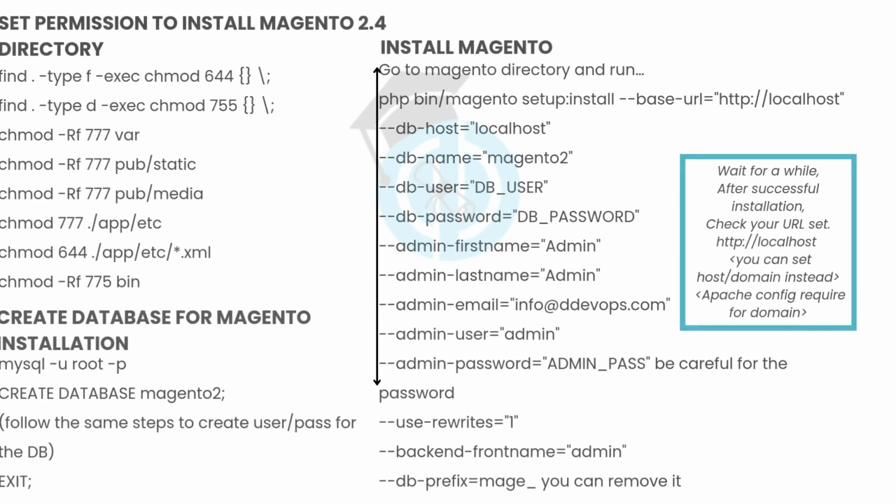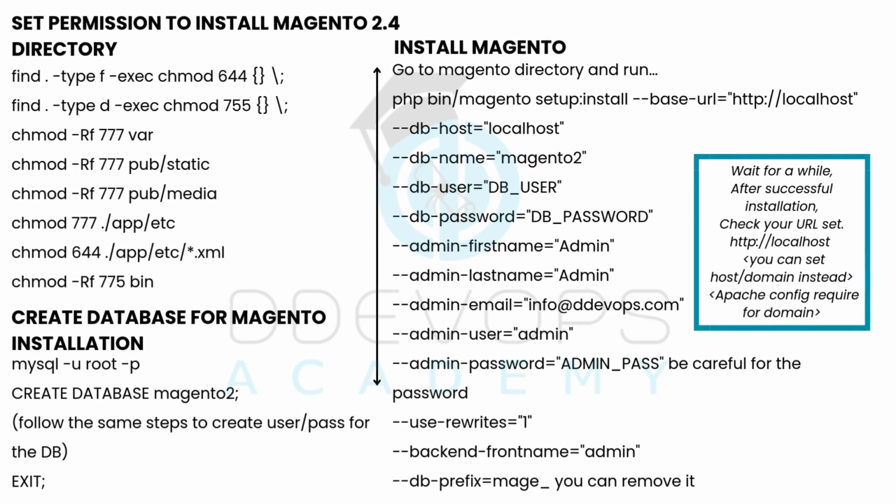Let's finalize your Magento 2.4 setup. First, set proper directory permissions to ensure smooth installation and secure access. Next, create a MySQL database and user for Magento. Then, run the installation command from the Magento directory. Include your base URL, database credentials, and admin account details. Once complete, visit your configured URL to access the Magento storefront and admin panel. Your e-commerce platform is now ready to build and scale.